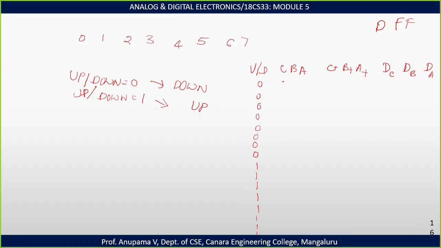Now, what is the regular sequence? When up and down is 0, it has to count downwards, and when up and down is 1, it should count upwards. But what is the regular counter? By default, the counter will be counting upwards from 0 to 7. So, 0, 1, 2, 3, 4, 5, 6, 7, and you have to write the counting once more because you have 8 plus 8, 16 entries: 0, 1, 2, up to 7.